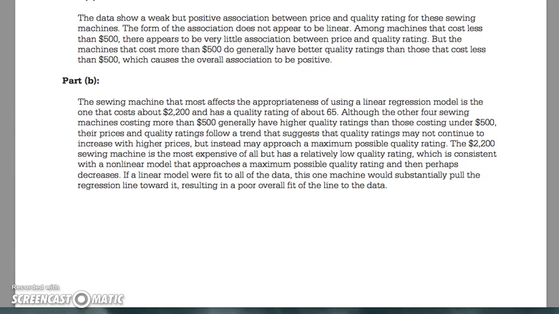The $2,200 sewing machine is the most expensive of all, but has a relatively low quality rating, which is consistent with a nonlinear model that approaches a maximum possible quality rating and then perhaps decreases. If a linear model were to fit all of the data, this one machine would substantially pull the regression line toward it, resulting in a poor overall fit of the line to the data.